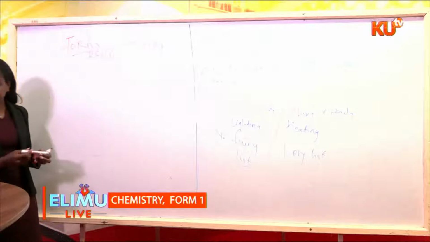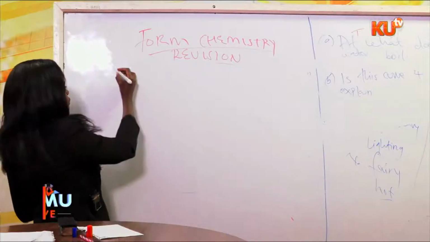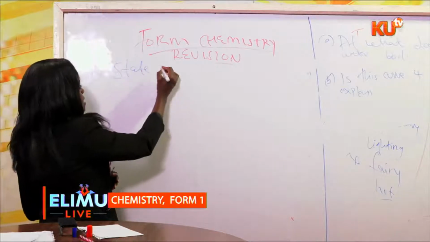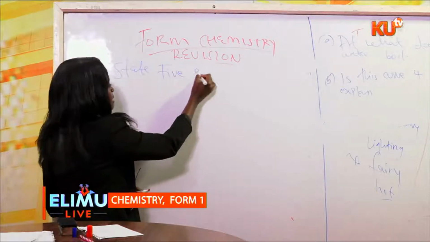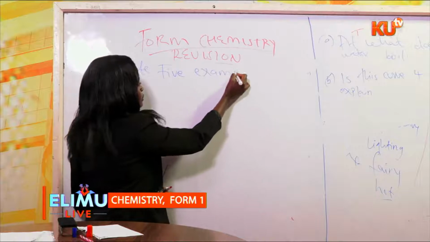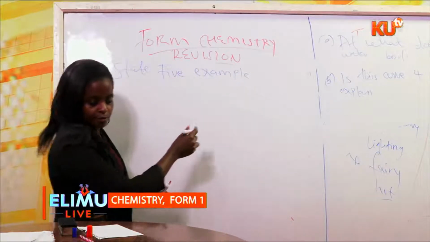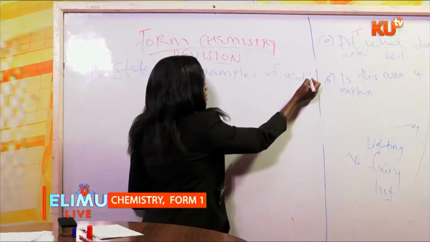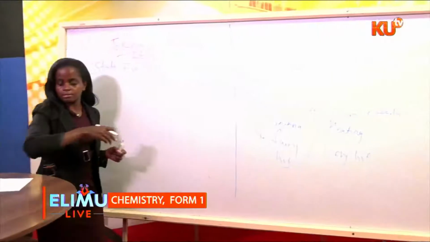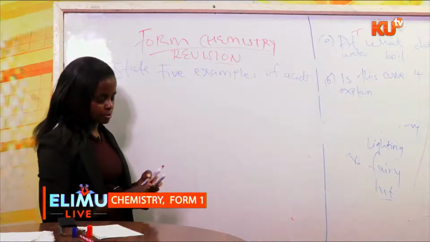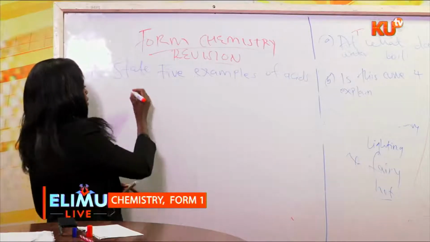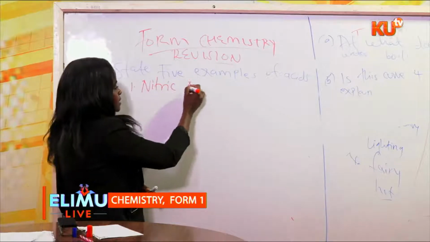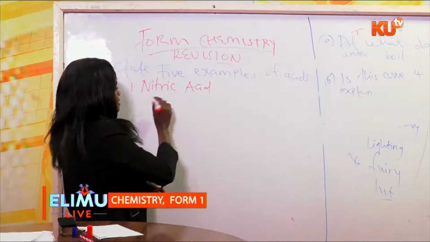State 5 examples of acids. State 5 examples of acids. One, we have nitric acid.